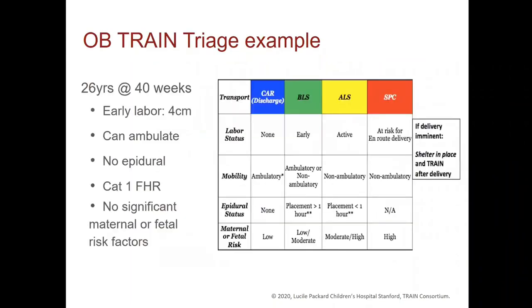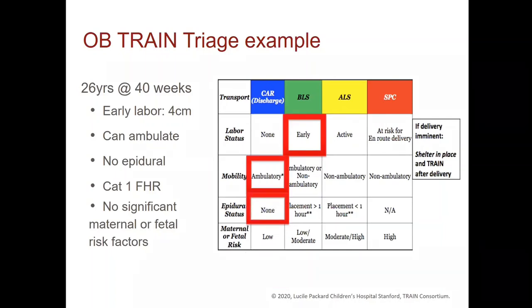Next slide. Probably the best way to explain this is to go through 2 very simple examples. So we've got a 26-year-old at 40 weeks, which is term. She's 4 centimeters, which means she's in early labor. She can walk, and she has no epidural. Okay? Baby is category 1, which basically means baby's fine, and mom has no problems. And just like in the NICU and PD train, you take the most acute situation, which is she's in early labor. So you're not going to send her home, because even though she meets 3 criteria for the blue, she meets 1 that makes her needing to come to the hospital. So you're going to put her in a BLS rig, and you're going to send her off to another hospital for her delivery. Next slide.